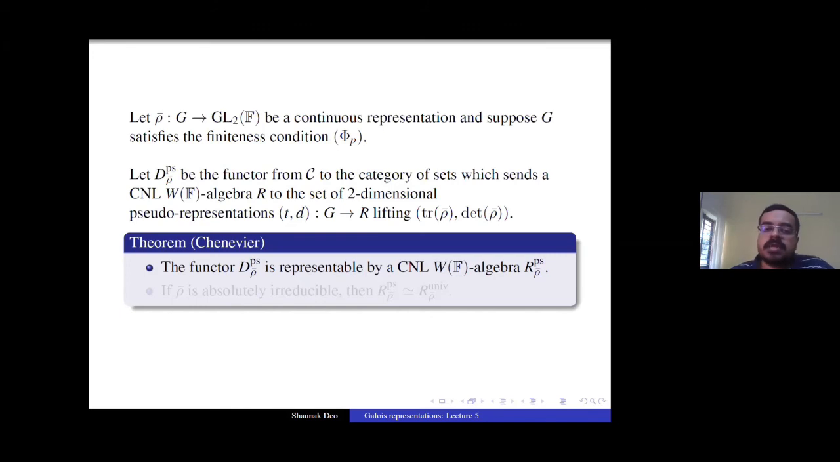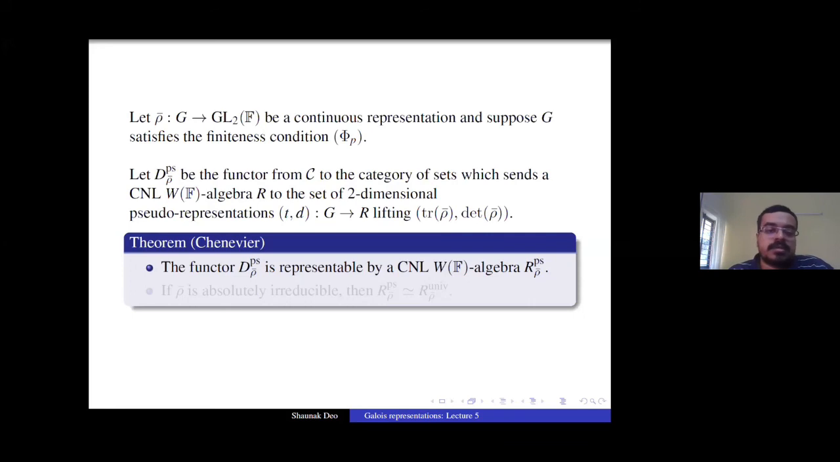Nyssen's theorem says that this functor is representable by a CNL WF algebra. We call it R rho bar PS, and it's easy to see. I mean, this theorem is not that hard to conclude. This representability, you can just write it explicitly, at least in the case of pseudo characters.